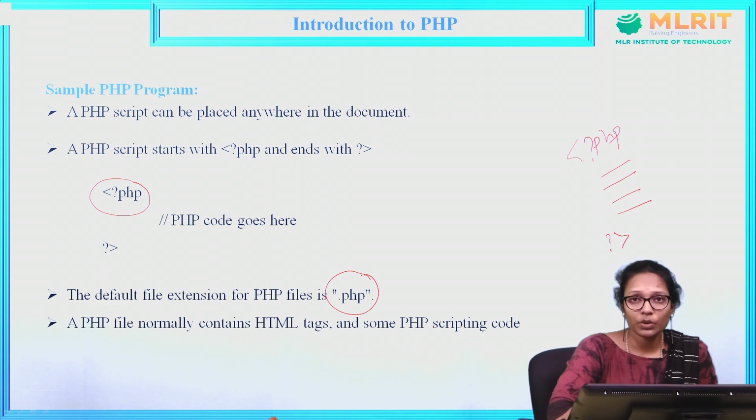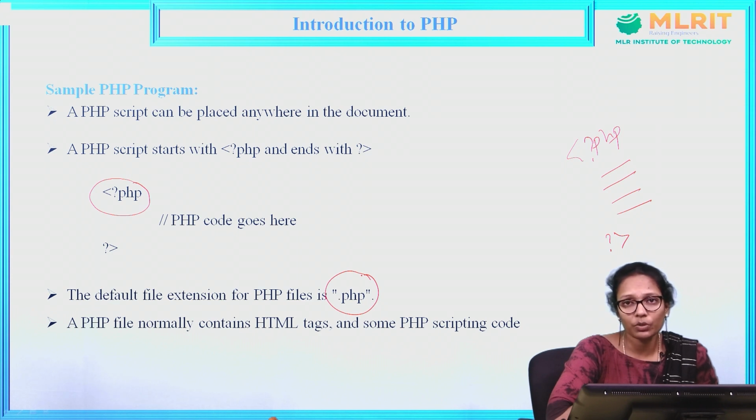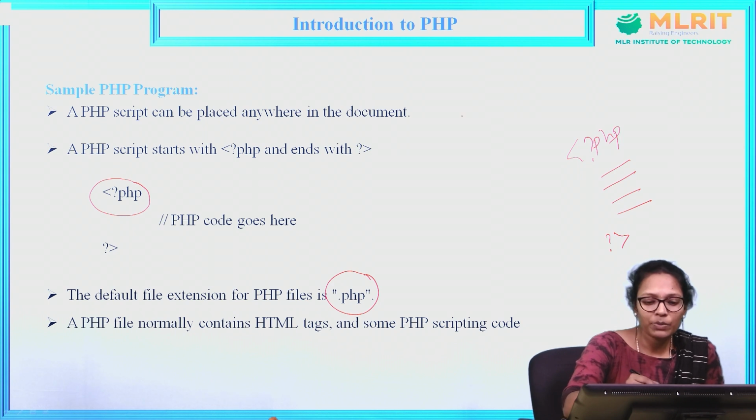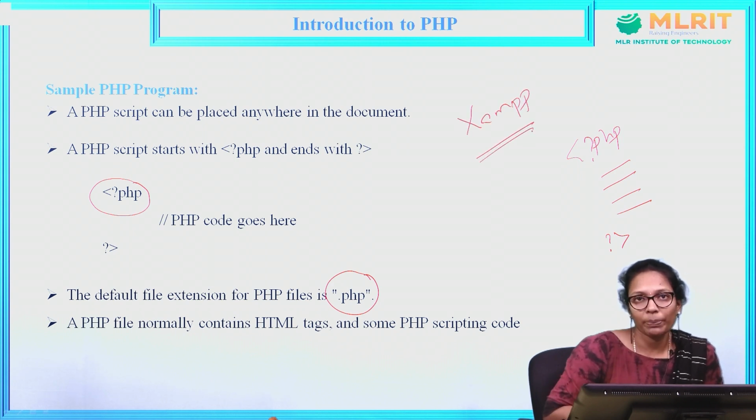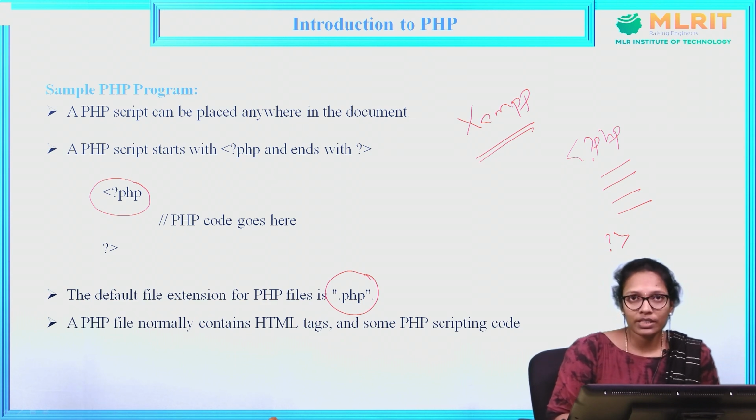Then how to execute this program? The extension is .php here, not HTML. If the extension is HTML, we can directly execute it in the browser. To execute a PHP program, we need a server. Generally, we can use the WAMP server or XAMPP server to execute PHP programs. First, we will see where to download it, how to install it, and how to execute the PHP program.